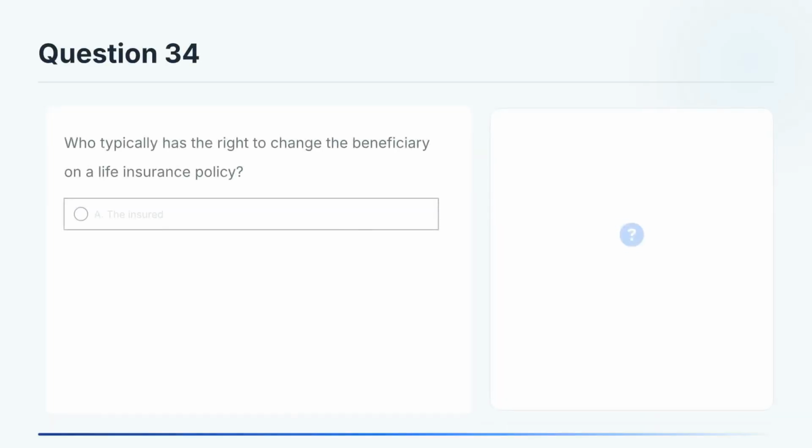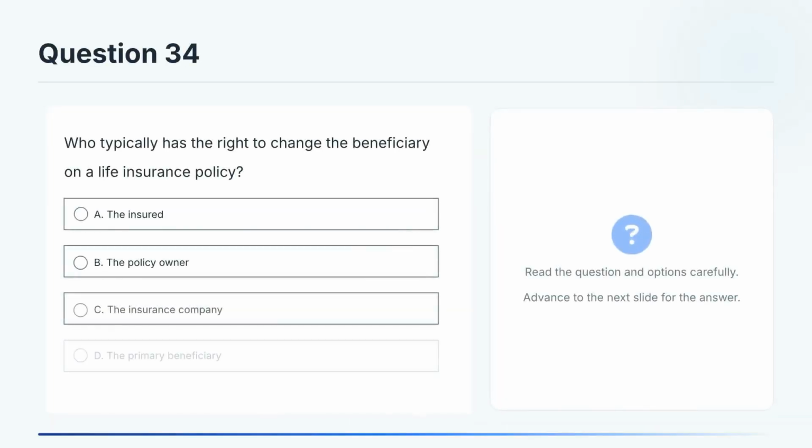Question 34. Who typically has the right to change the beneficiary on a life insurance policy? A. The insured. B. The policy owner. C. The insurance company. D. The primary beneficiary.